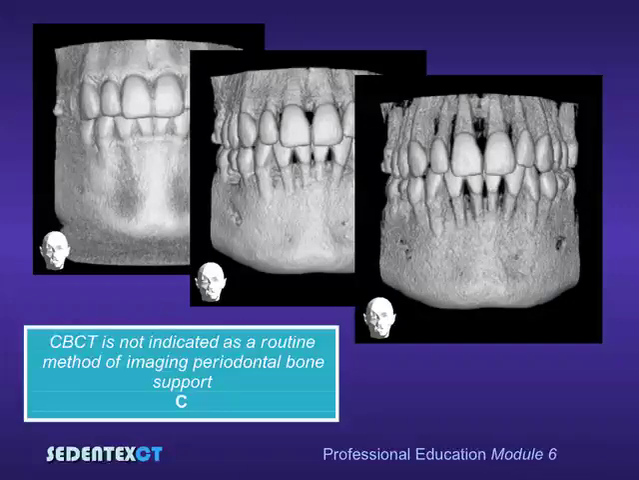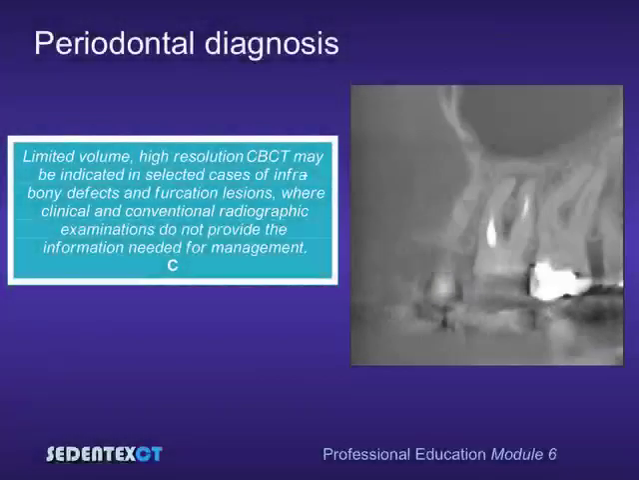As far as periodontal use of cone beam CT is concerned, the Sedentex CT guidelines concluded with an evidence grade of C that cone beam CT should not be used as a routine method for imaging periodontal bone support. What the Sedentex CT guidelines also said was that cone beam CT may be useful in selected cases where we have infrabony defects and furcation lesions, where clinical and conventional radiographic examinations do not provide the information needed for management.